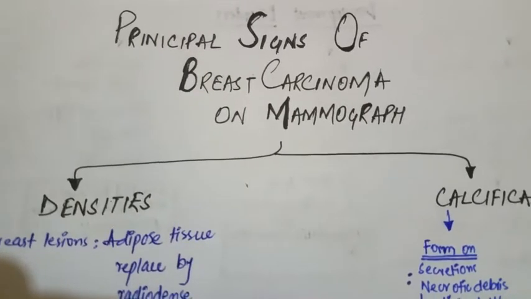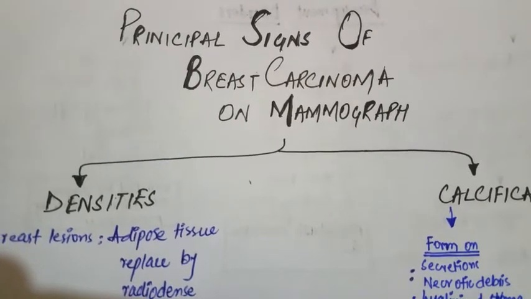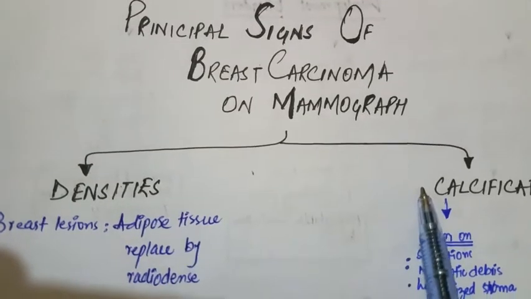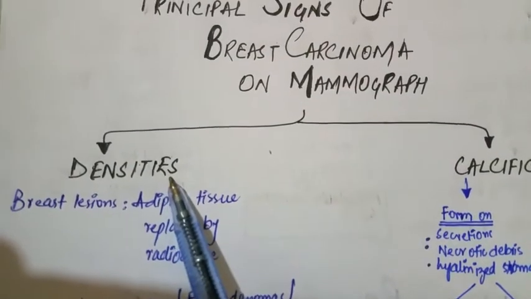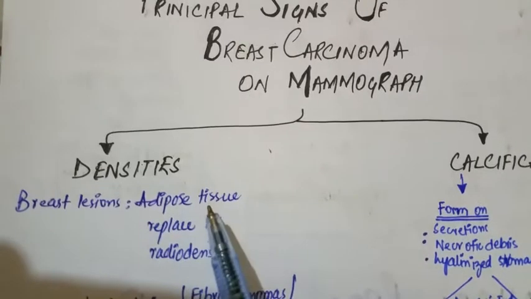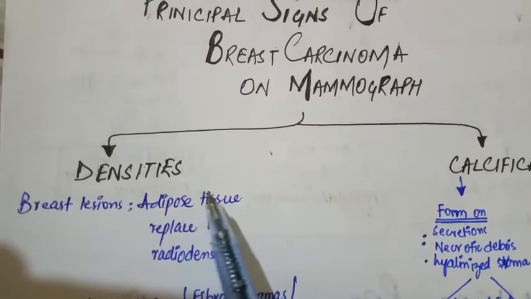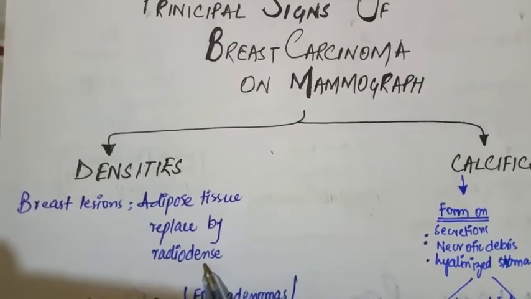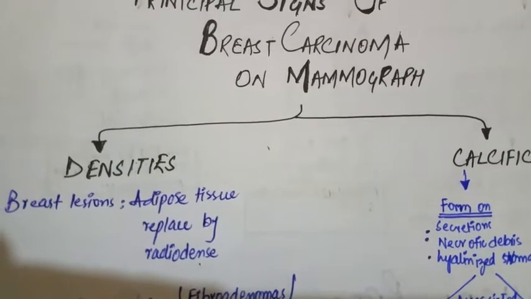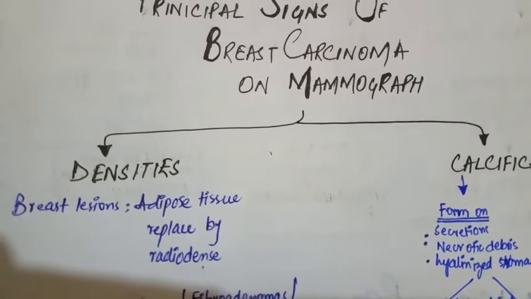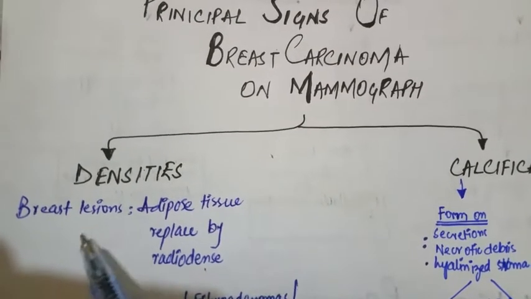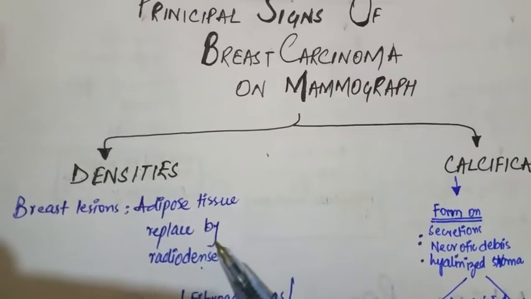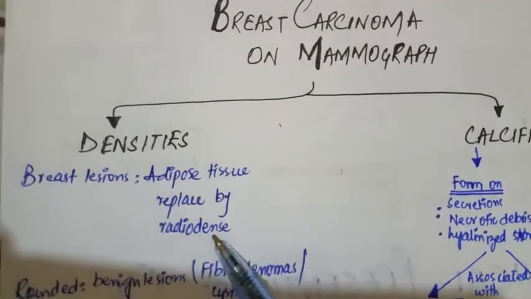Now come to the principal signs of breast carcinoma on the mammograph. There are two signs on the mammograph, the densities and the calcifications. Densities are formed when adipose tissues are replaced by radiodense tissues. As you know, as the age of the woman increases, radiodense fibrous tissues start to be replaced by adipose tissues. But in breast lesions or breast carcinoma, these adipose tissues start being replaced again with radiodense tissues.